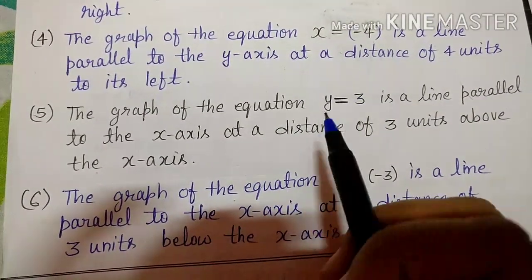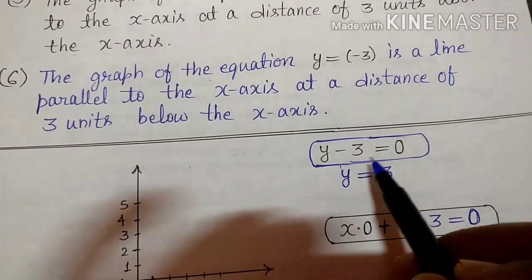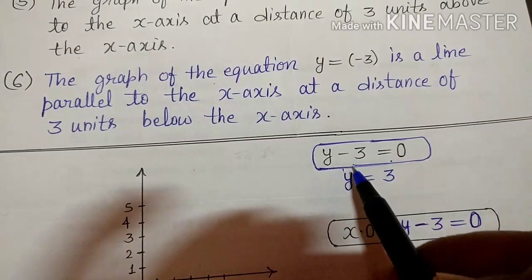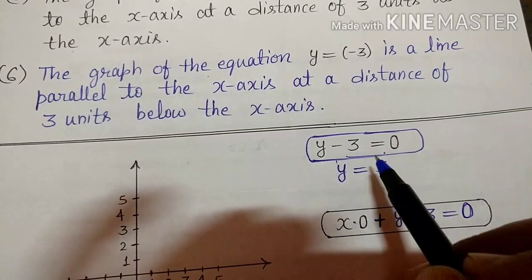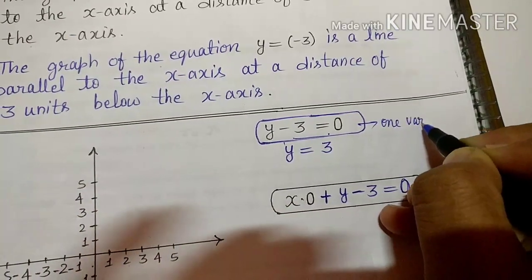Now this time the value of y is given as 3. So how can we show it? We can write it this way: y minus 3 equals 0, because then the 3 goes to the other side, so it becomes y equals 3. So again it is one variable. Now we can put it in two variables.